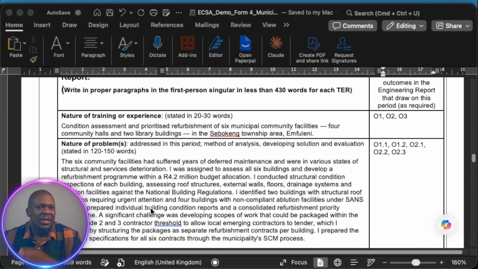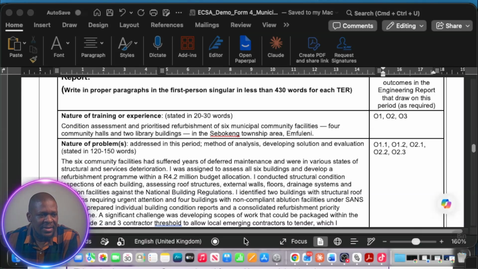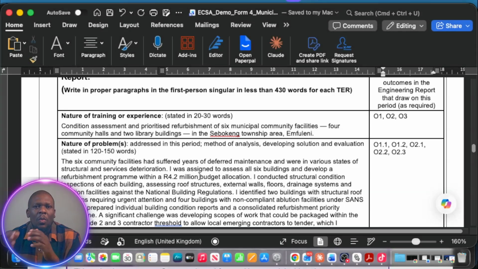Now, the nature of problem. What is the nature of problem? We have 6 community facilities that have suffered years of deferred maintenance. Basically, what that means is that this community infrastructure has not been maintained for many, many years. So, what does it mean?